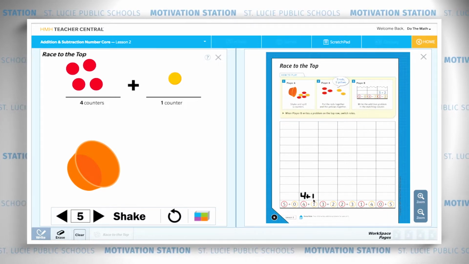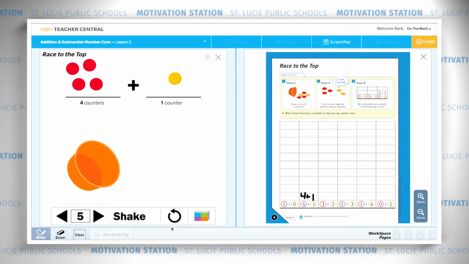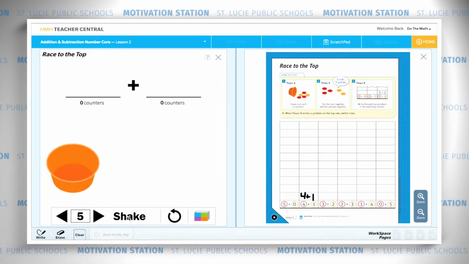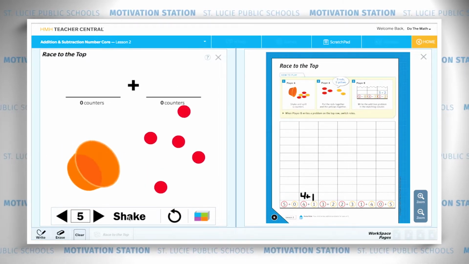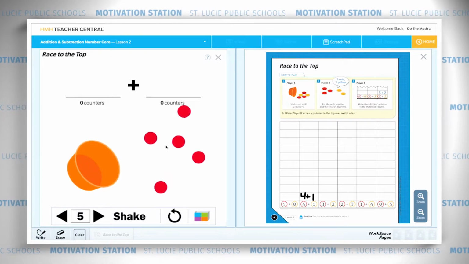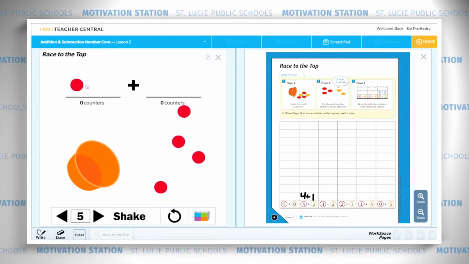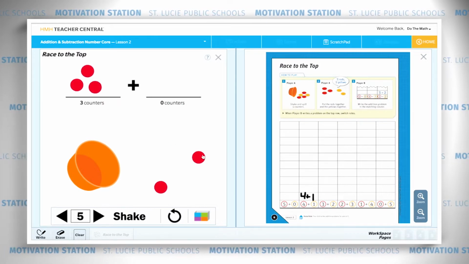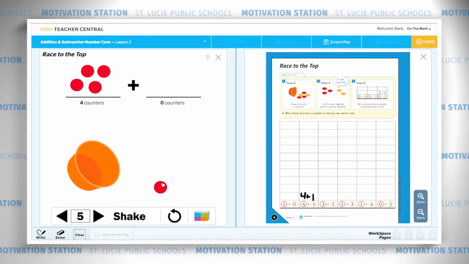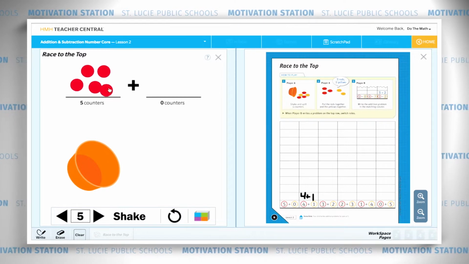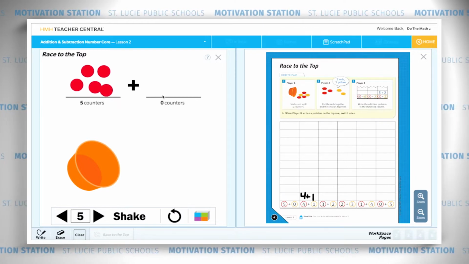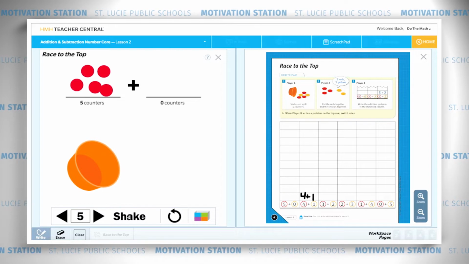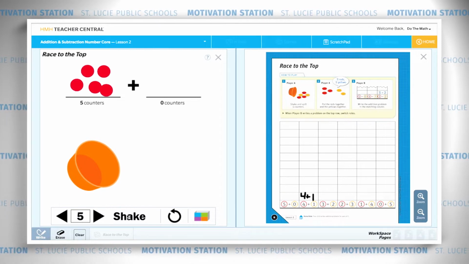Plus 1. Okay, now I'm going to reset, shake. Oh, wow. Okay, red goes first. Let's move all of our red counters. 1, 2, 3, 4, 5. When I have 0 yellow counters, so I have to now get my writing tool and come over here and find 5 plus 0.